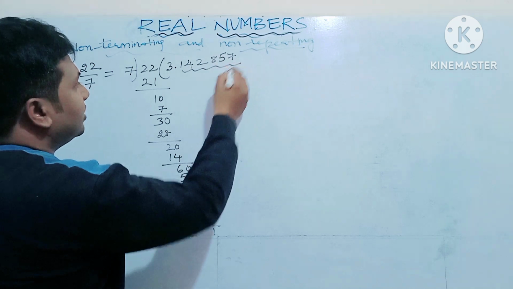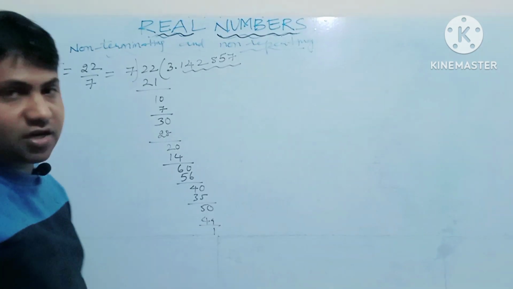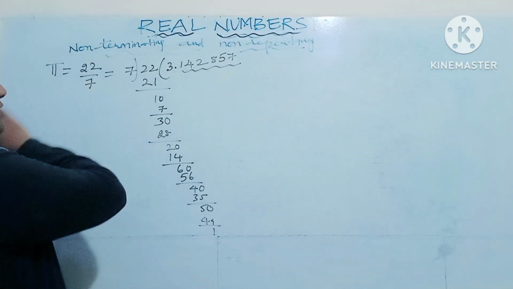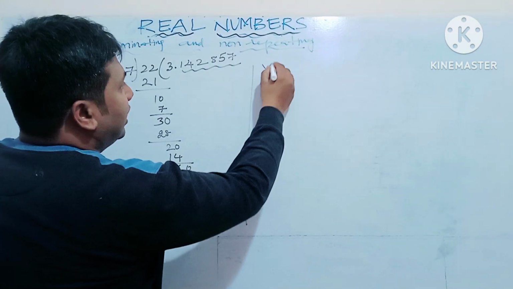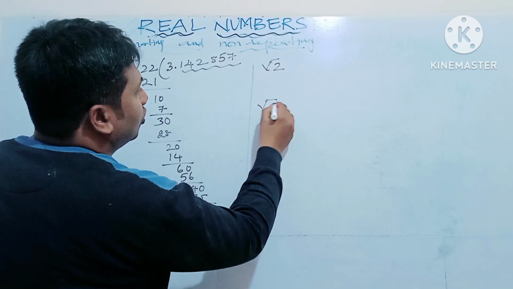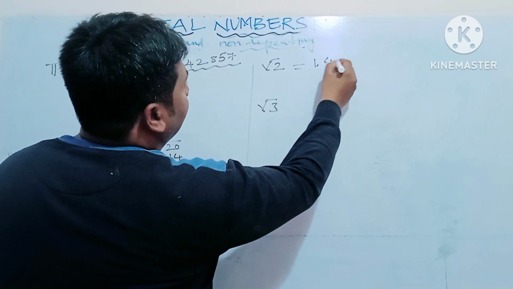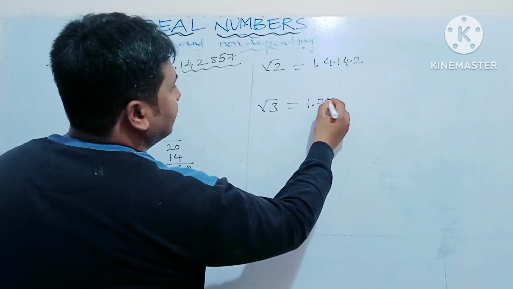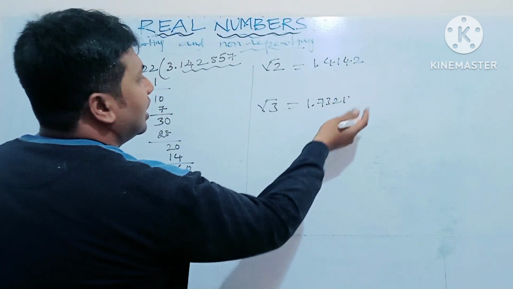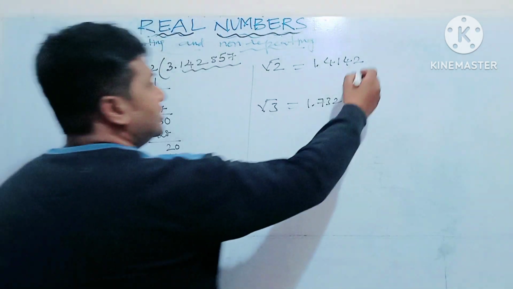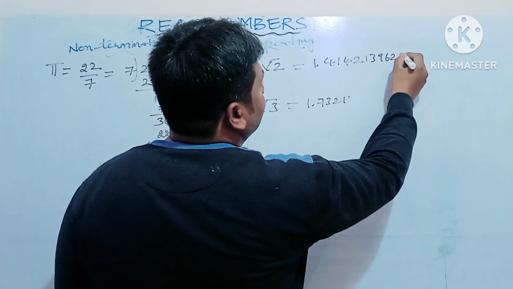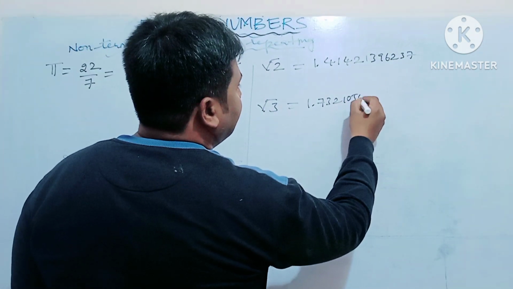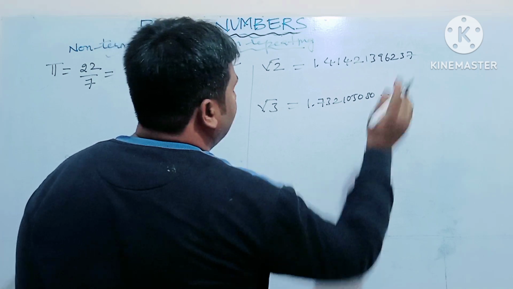So these types of decimals are not terminating and not repeating. What are they? Not terminating and not repeating decimals. Pi value. Then coming to root 2 value and root 3 value. What is root 2? 1.41442. Then what is this value? 1.732. 1.7321, and then root 3 continues 05080, and so on.